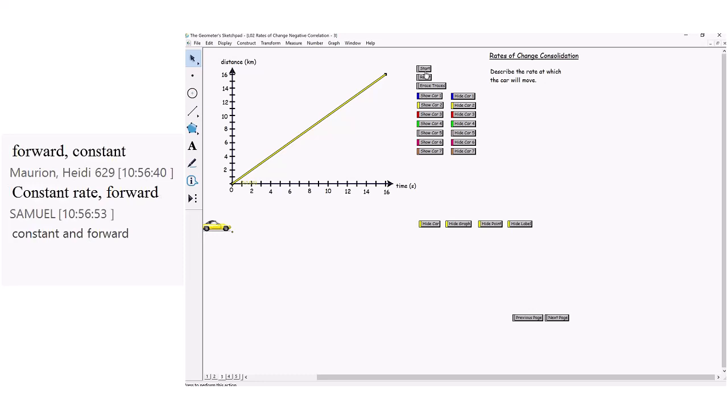All right, so we'll just watch this. Well, certainly we'll get the direction of travel out of this. I'm not sure you can tell it's constant. So that car moved at a constant rate and forward. All right, we're going to hide car 2. We're going to go for car 3 now.